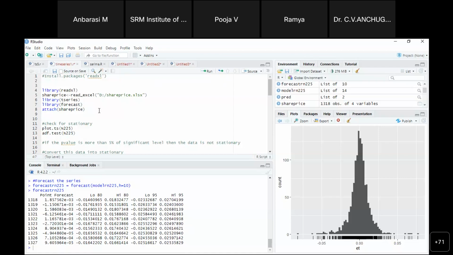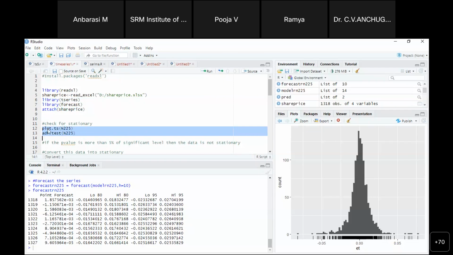Okay, yeah, sure, ma'am. See, first we have to install the packages. All the packages we have to install. Once we have done installation, first step, we have to import the data. Once you have imported the data, we have to attach the data file. Here we have to read the data, and then import the libraries too. After that, we have to attach the data file. Once you have attached the data file, we have to check whether the data is stationary or not.